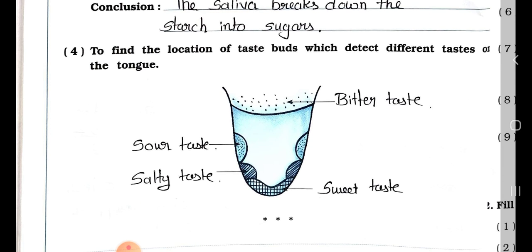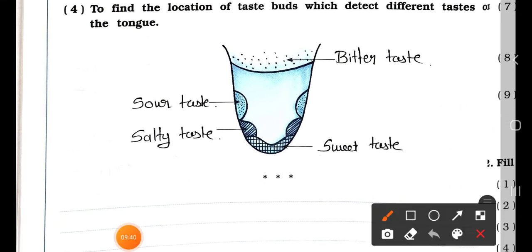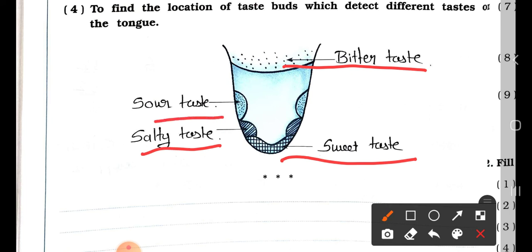Now number 4, to find the locations of taste buds which detect different tastes on the tongue. See here where we detect bitter taste. Here we detect bitter taste, here sweet taste, salty taste, and in the middle sour taste.